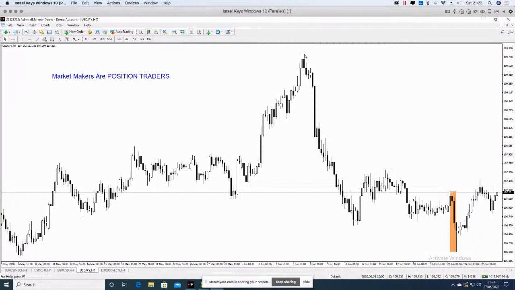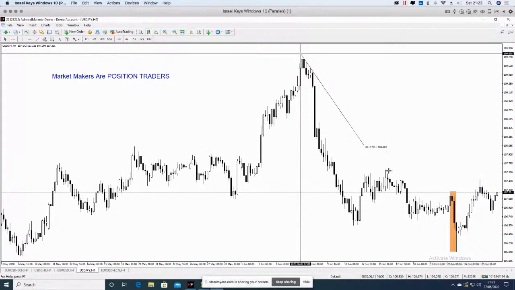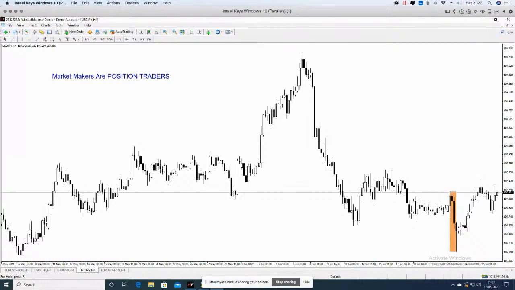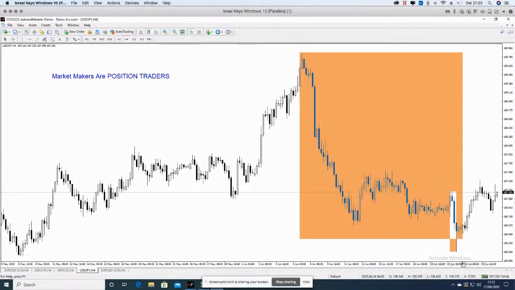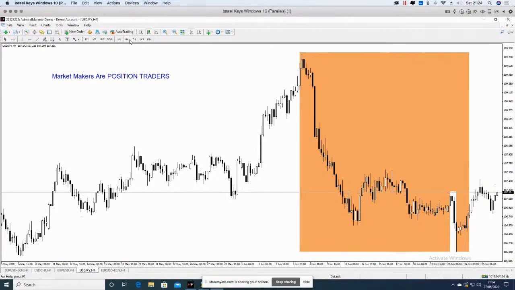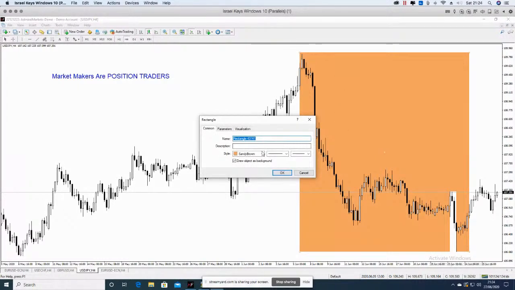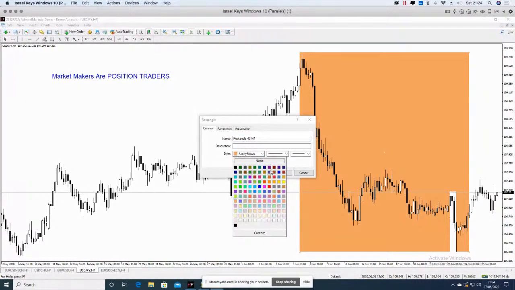So like I said, that is less than a quarter, or roughly about a quarter of this entire price move. Now this price move here is 380 pips. So roughly just over a quarter. Now to make this point, I'm going to draw a bigger shape here. We're going to make it a different color. Let's make it purple.